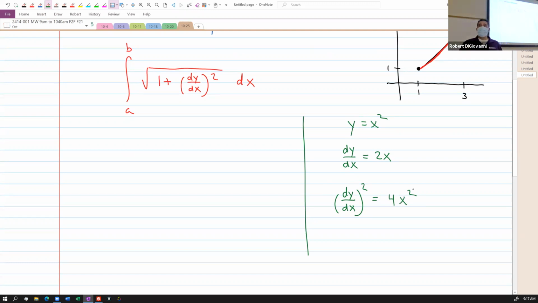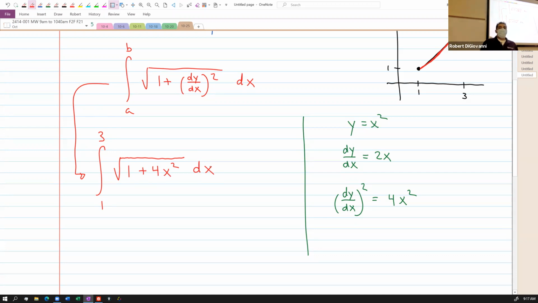So I think I'm ready to go put everything into the integral. Y'all ready? This integral is going to start out at 1 and end at 3. Those are my limits of integration. I'm going to do the square root of 1 plus the derivative, right, squared, which we just found was 4x squared dx. There we go.